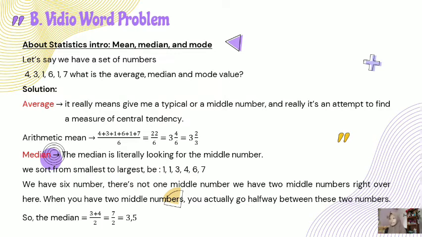And the next, median. The median is literally looking for the middle number. We start from smallest to largest: 1, 1, 3, 4, 6, and 7. We have 6 numbers. There's not one middle number, we have 2 middle numbers right over here. When you have 2 middle numbers, you actually go halfway between these 2 numbers. So the median is 3 plus 4 per 2 equals 7 per 2 equals 3.5.